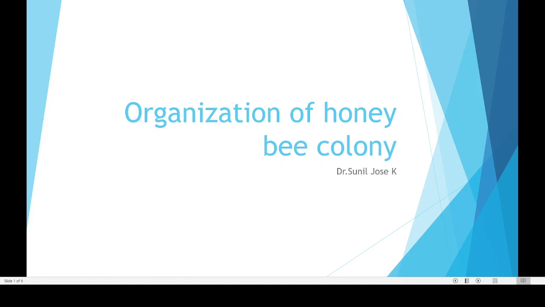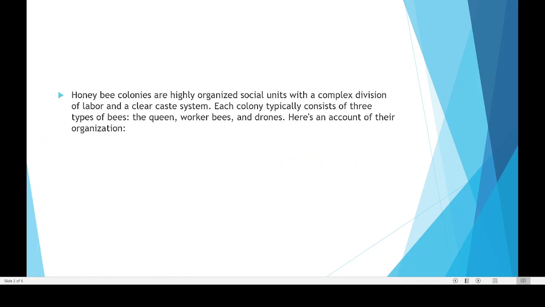So this is the second topic, how our honeybee colonies are organized, about which you will have some idea because you have been studying maybe in lower classes that honeybees have queen, worker and males. So this is something that you already know. They have a very complex division of labor. Division of labor means each type of caste, each type of individual will be specialized for certain activity.